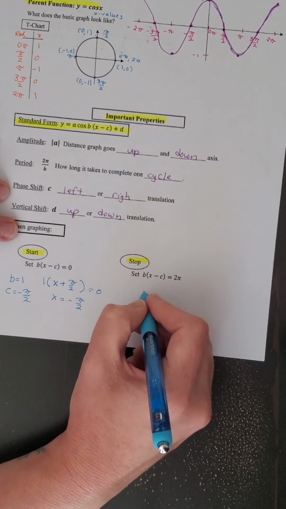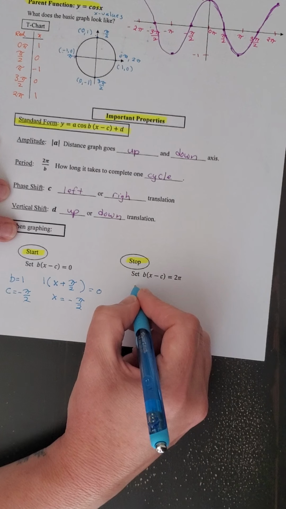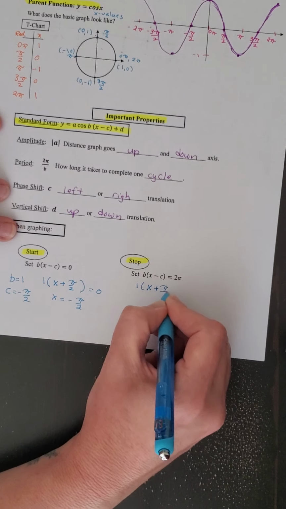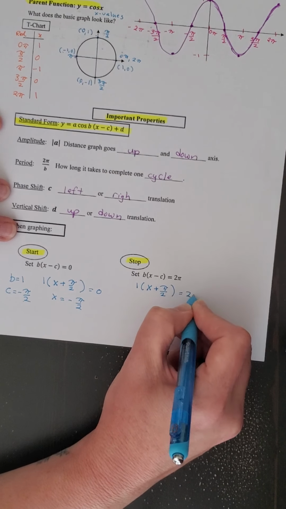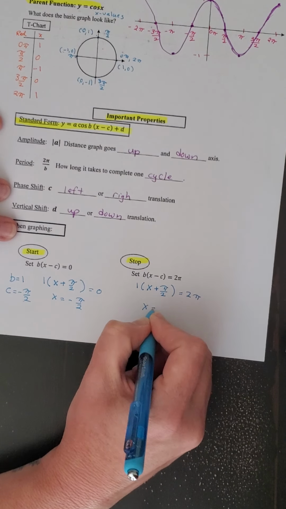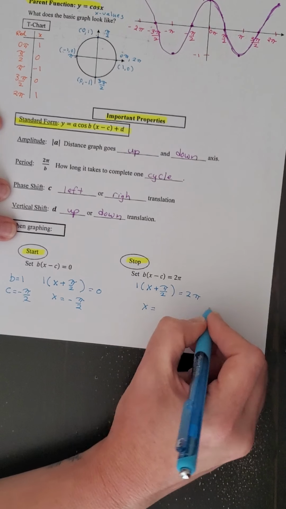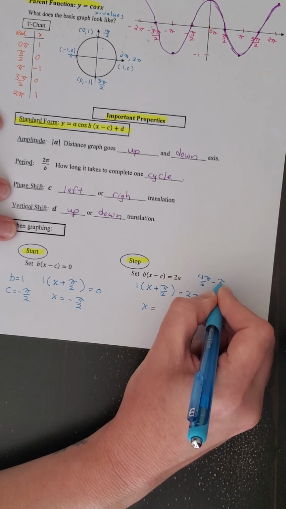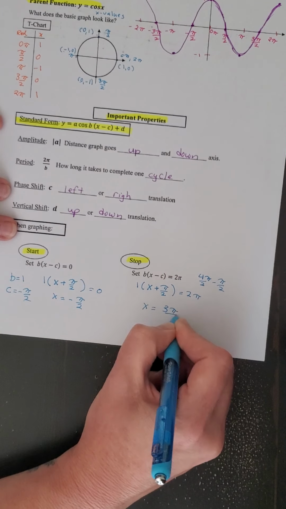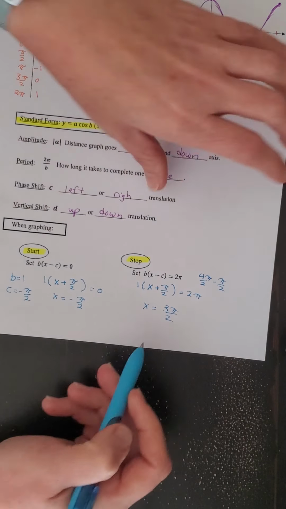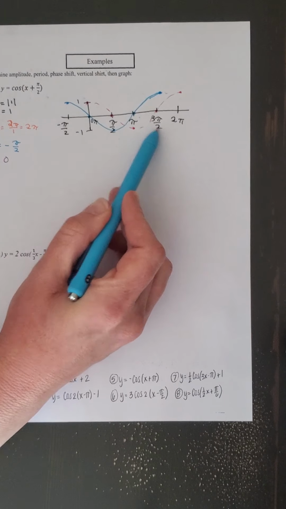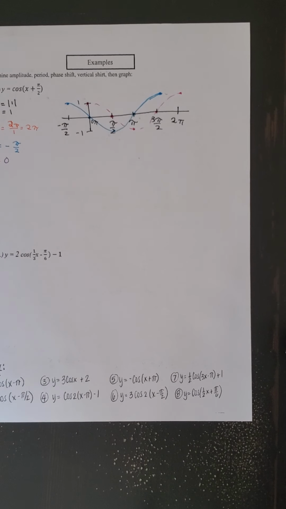And to stop, again, plugging in the same values, I'd have 1 and then x minus negative pi over 2 equals 2 pi. And again, solve for x. I'd subtract pi over 2. So if you subtract pi over 2 from 4 pi over 2, that would be 3 pi over 2. And so we would stop at 3 pi over 2, and we do. We started at negative pi over 2, and we stopped at 3 pi over 2. So if you want to apply that to the sine wave as well, yay.